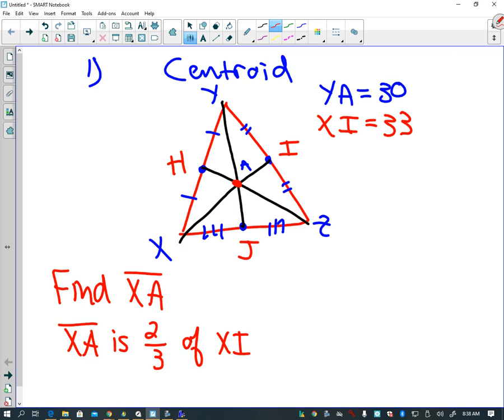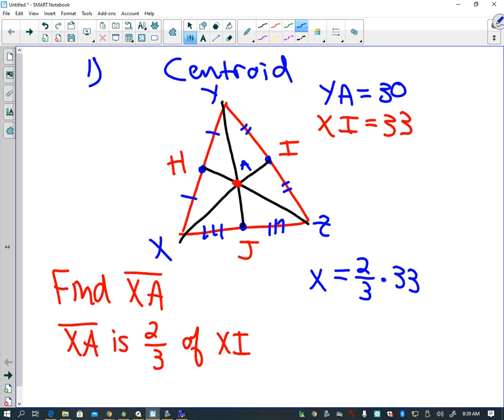Can I transfer this into a mathematical equation? XA is 2/3 of XI. Okay, let's pause for a second. Let's write XA as just a variable. What does the word is in math? Equals. Okay. Then I got 2/3. What is the word of in math? Multiply. And then XI. Well, do I already know what XI is? What is it? 33. So if I want to know what XA is, what do I have to do?